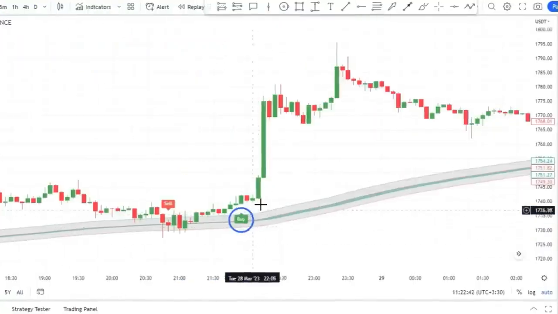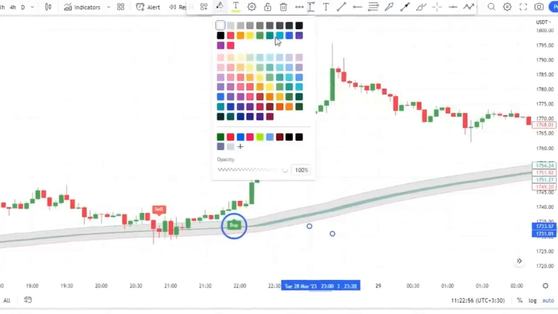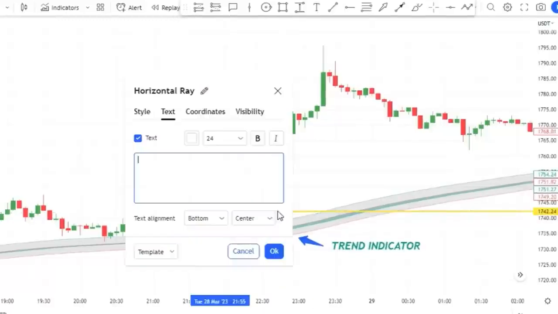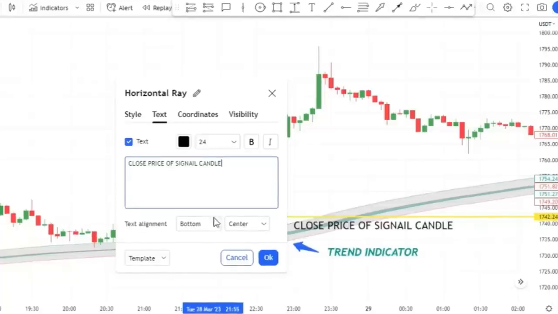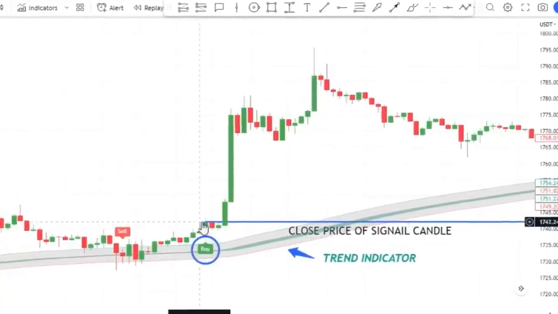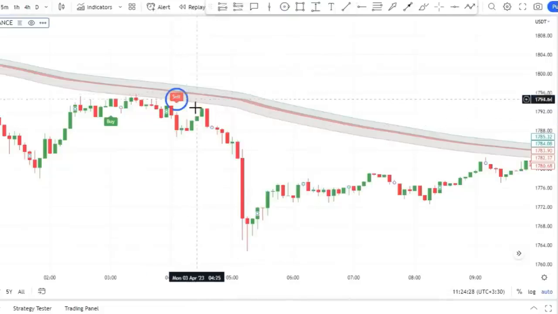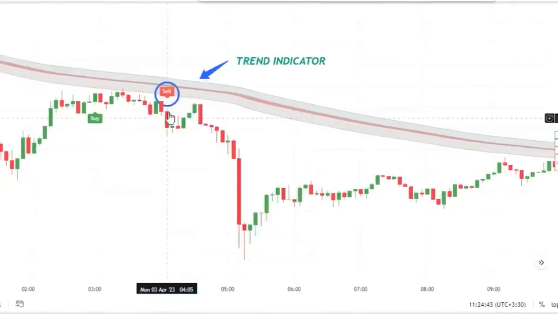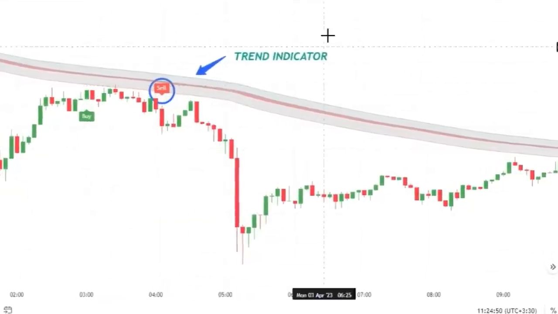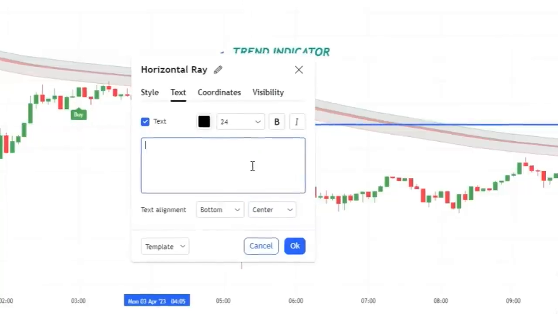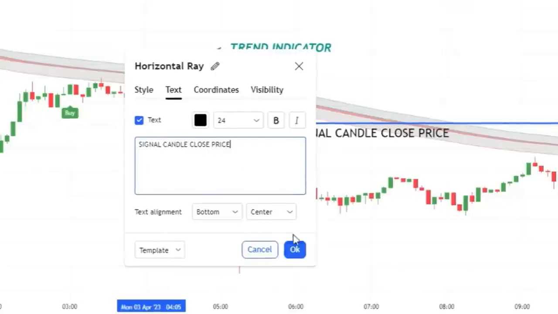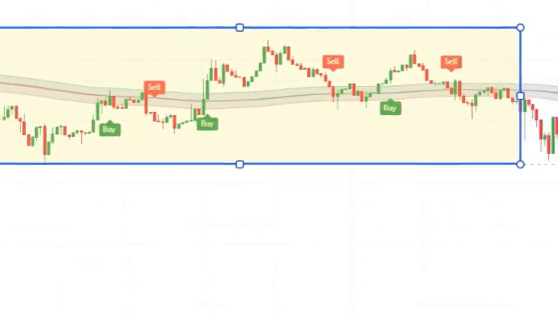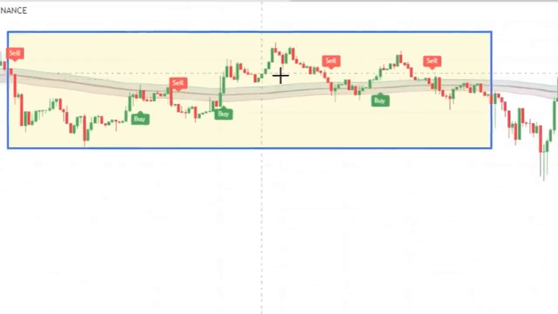So now when a buy signal is issued, to confirm to trade in the direction of the trend, the closing price of the signal candle should be above the trend indicator. And similarly, when a sell signal is issued, to confirm to trade in the direction of the trend, the closing price of the signal candle should be below the trend indicator. However, the issue of false signals during a sideways market phase is still not fully resolved.